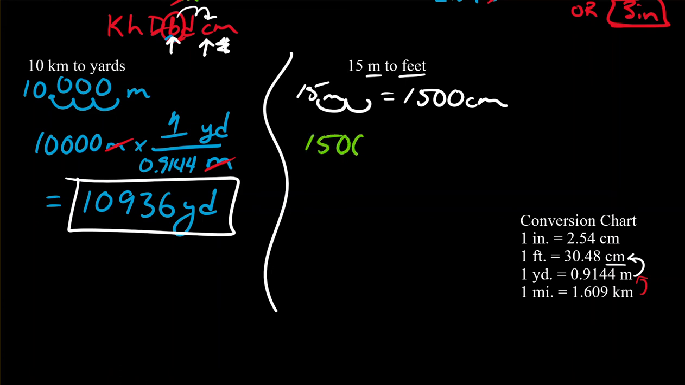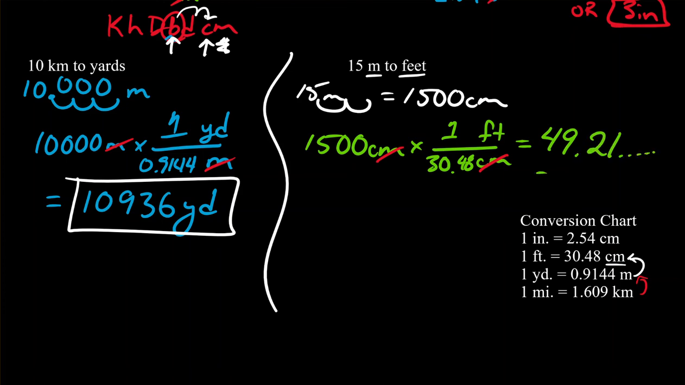So 1,500 centimeters, converting into feet, getting rid of centimeters. So 1 foot contains 30.48 centimeters. Our centimeters and centimeters are going to cancel out. Perfect. So 1,500 divided by 30.48 is 49.21, yada, yada, yada. So 49 feet. Perfect. Hopefully that makes sense.